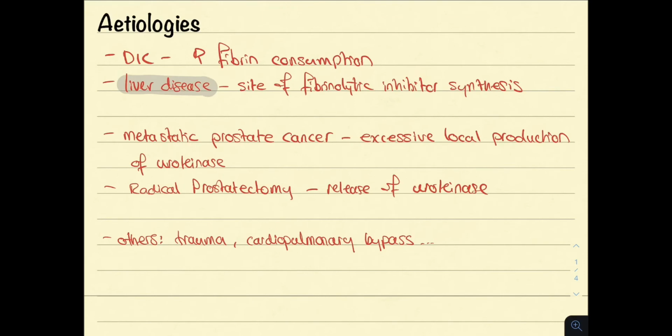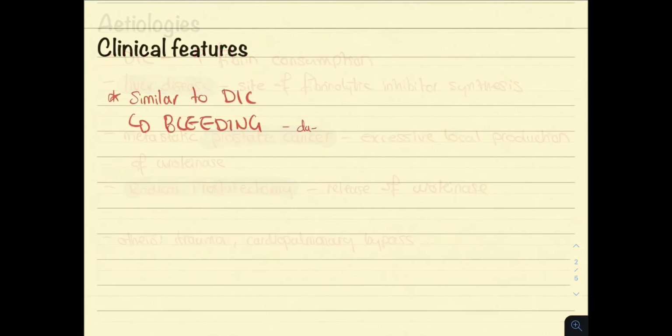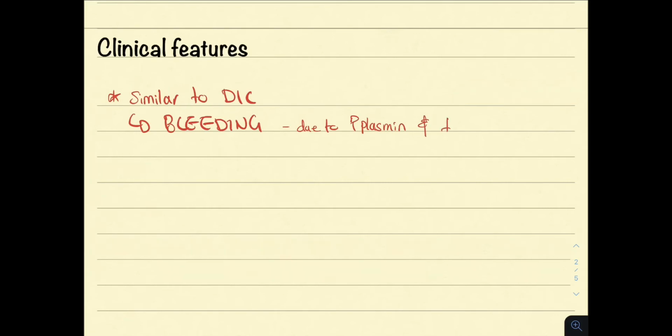Other causes include trauma and cardiopulmonary bypass. The main ones I would focus on are liver disease and prostate pathologies, including prostate cancer and radical prostatectomies. The clinical features of fibrinolysis are similar to that of DIC. So we have excessive bleeding. Again, this is due to the overactivity of plasmin and subsequent decline in coagulation factors. So again, you might see bleeding through the IV lines, mucocutaneous bleeding, etc.